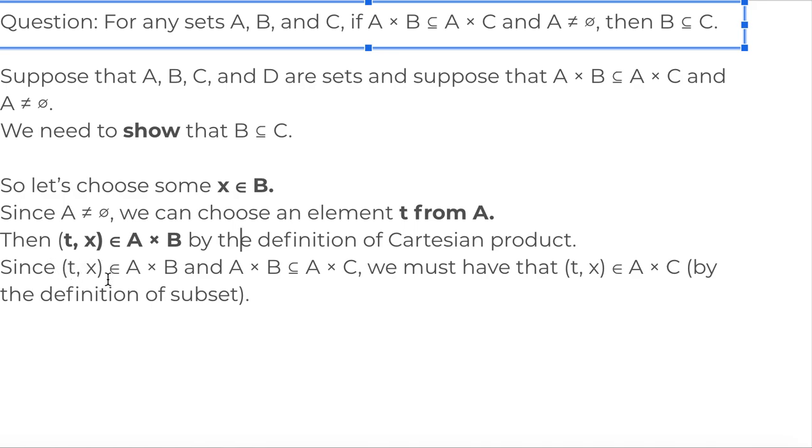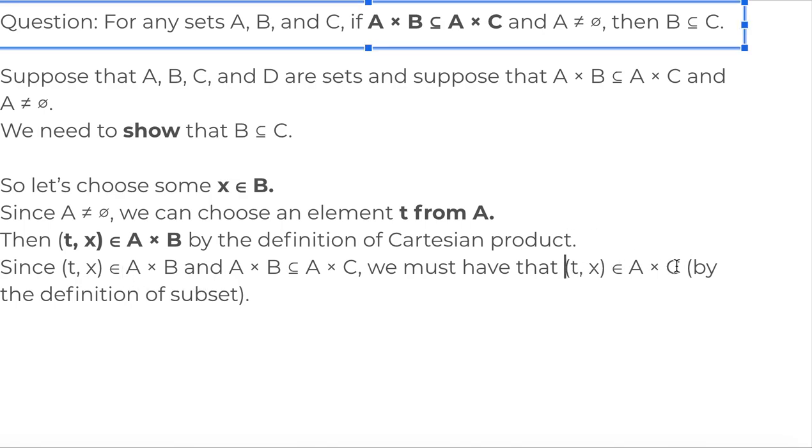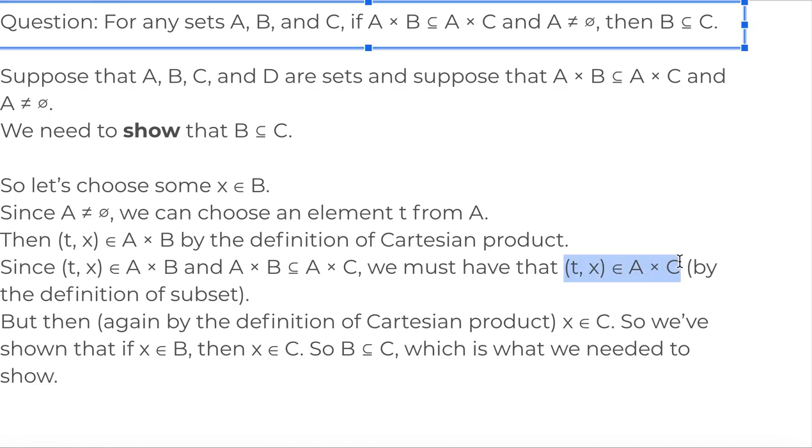Now, since t comma x belongs to A cross B, and we also know that A cross B is a subset of A cross C, we can say that t comma x will belong to A cross C, right? But then x would belong to C, since t comma x belongs to A cross C. Did you get it? What happened here?